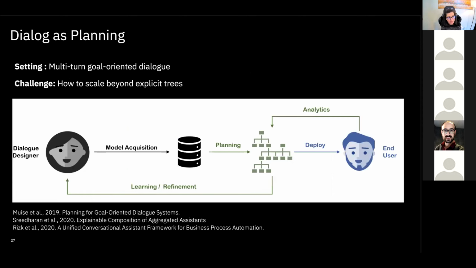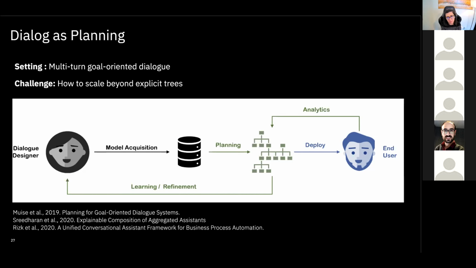So in terms of dialogue as planning, the setting is a multi-turn, goal-oriented dialogue. And the challenge is how to scale beyond explicit trees. Now, the solution is to not define the dialogue tree, which can be very large and hard to maintain, but that's often the case in current systems. Instead, define the mechanism for the domain declaratively via planning, and then let the planner generate the tree automatically.